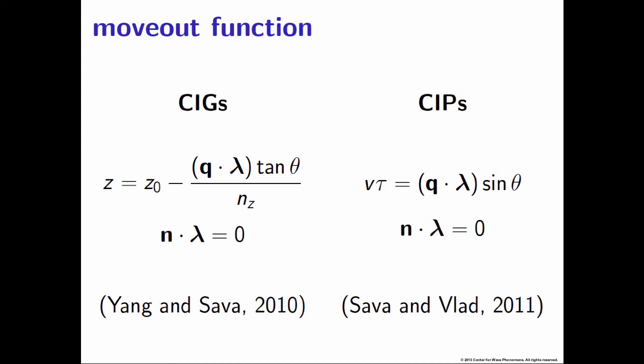So here we represent the local migration velocity. Notice that in both cases, in both formulas, we use n dot lambda equals 0. So this formula actually indicates that only the space lag orthogonal to the reflection normal contributes to the angle decomposition.